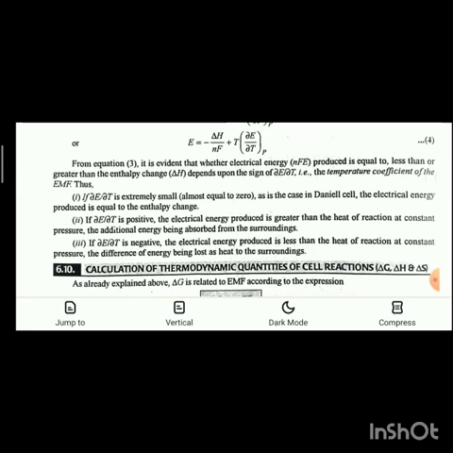From this equation, it is evident that whether the electrical energy nFE produced is equal to, less than or greater than the enthalpy change depends upon the sign of ∂E/∂T, that is the temperature coefficient of the EMF. Thus, if ∂E/∂T is extremely small, almost equal to 0, as in the case of the Daniell cell, the electrical energy produced is equal to the enthalpy change.